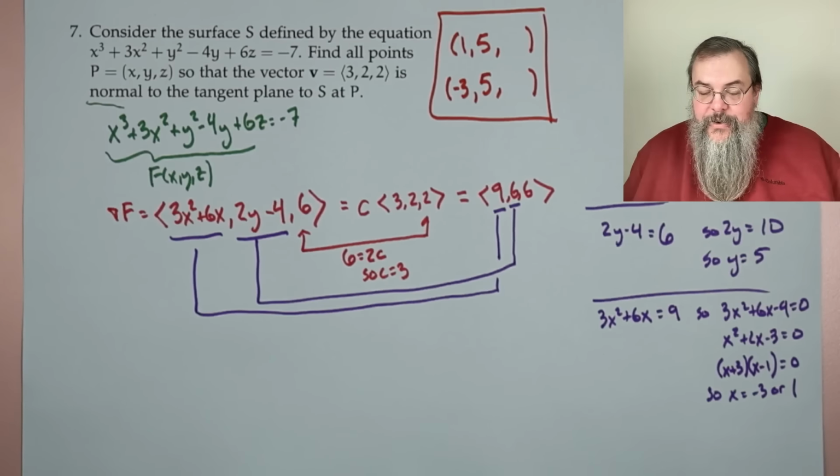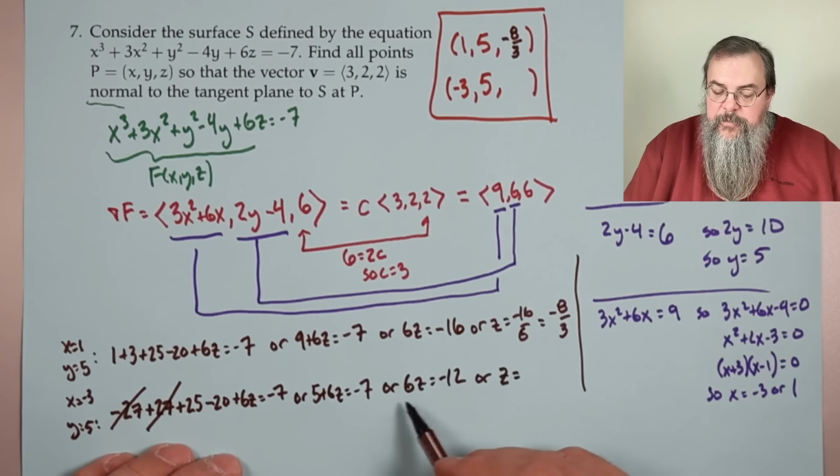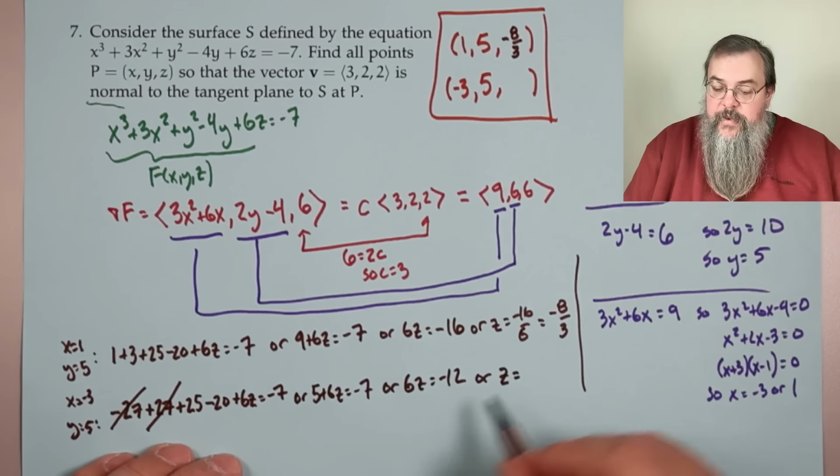And then we're going to add 6z, and that's going to be negative 7. Well, the 27's cancel, that's nice. 25 minus 20 is 5. So we say, okay, 5 plus 6z equals negative 7. I can subtract 5. 6z is negative 12. Or divide. Here we can do it without having an intermediate step. Negative 12 divided by 6 is negative 2. So the other point is minus 3, 5, minus 2. And we're done. So it turns out there are 2 points.